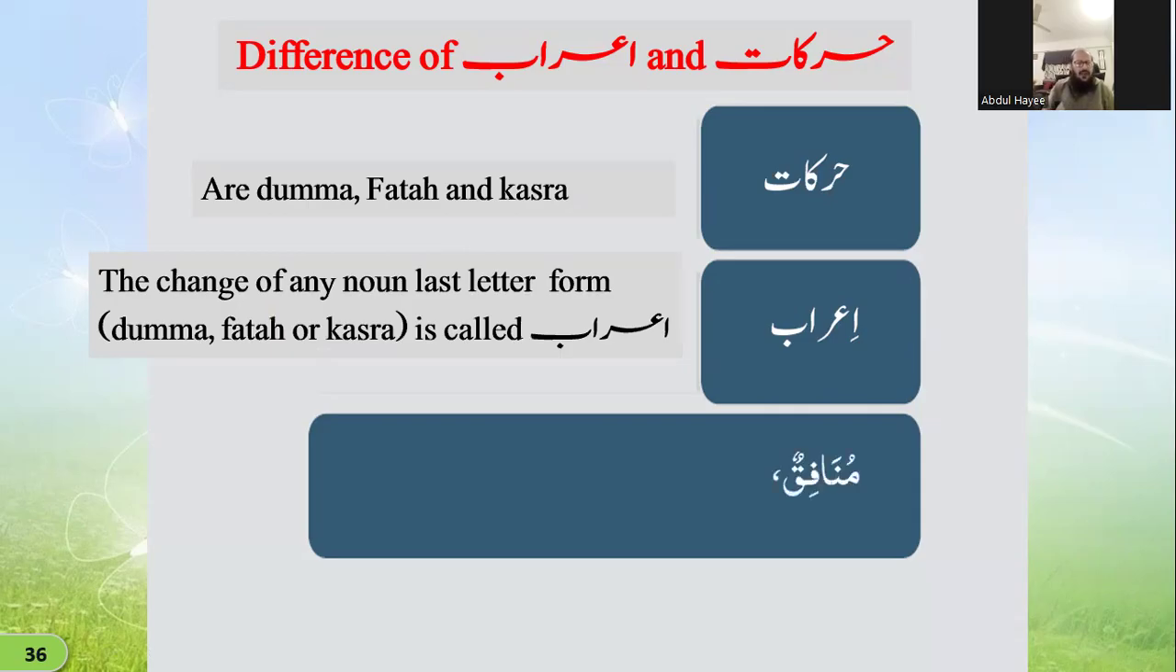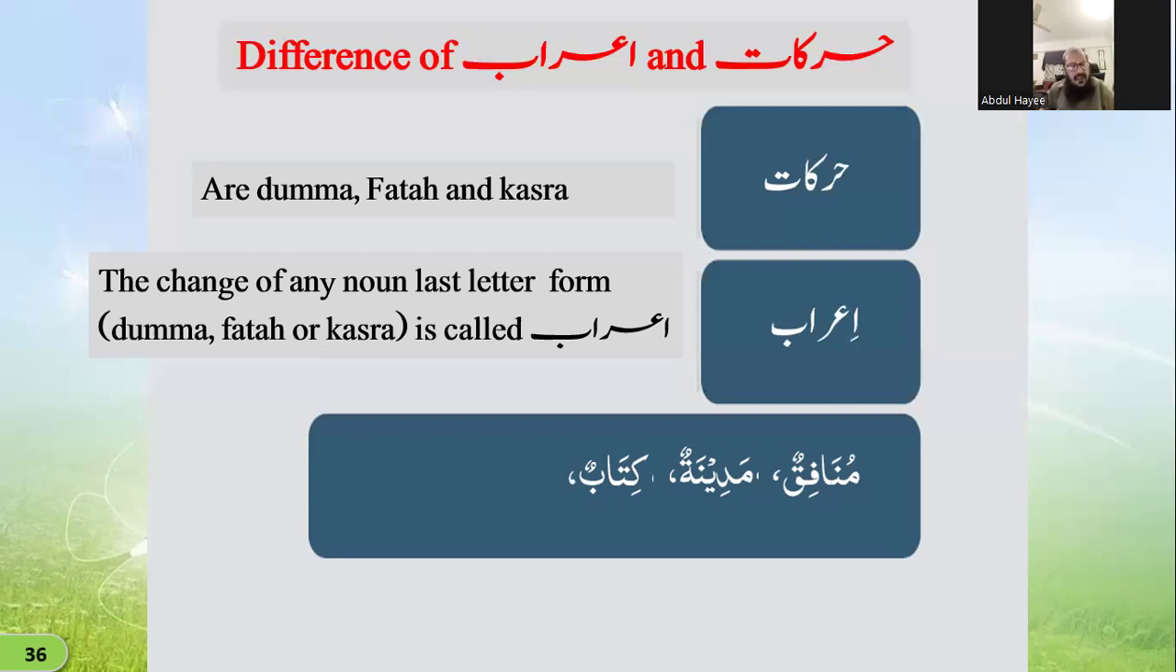Just like munafikun. Mim has the dhamma, nun has the fatha, fa has the kasra. These are harakat. The kaf has tanween, double dhamma. That is i'rab because it's on the last letter of the word. Same way, madinatun. Mim has a fatha, dal has a kasra, nun has a fatha. So these are harakat. And the last haraka on the last letter of Madina is tanween. That is i'rab. I'rab may be tanween, double dhamma, double fatha, double kasra, or one fatha, kasra, or dhamma, anything. But on the last letter.